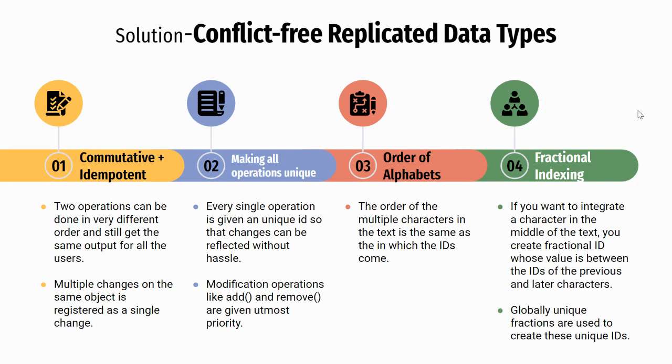So there we introduce the concept called fractional indexing. What it does is you create a fractional ID whose value is between the IDs of the previous and later characters. Globally unique fractions are used to create these unique IDs. So this is how we try to resolve the conflicts that occurred in our text editor.